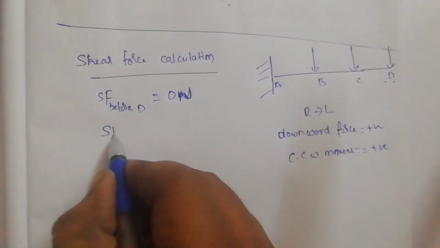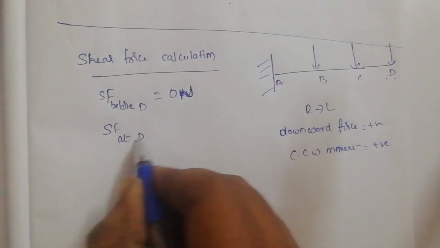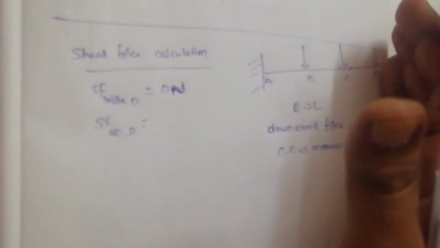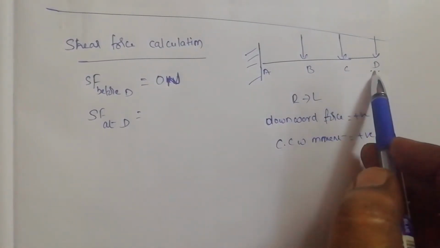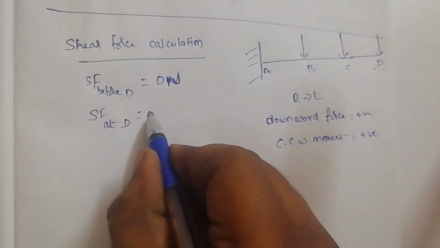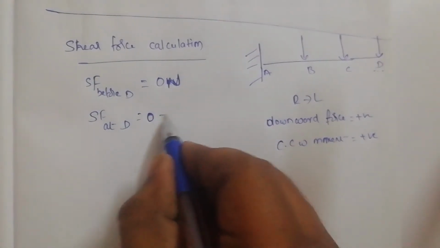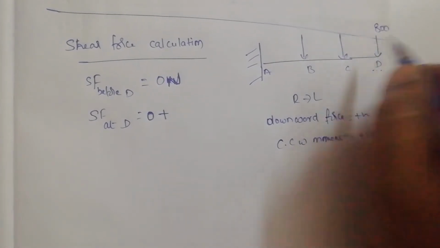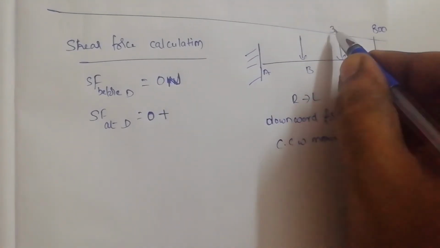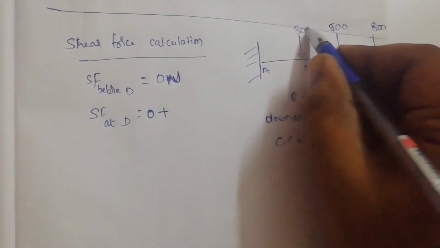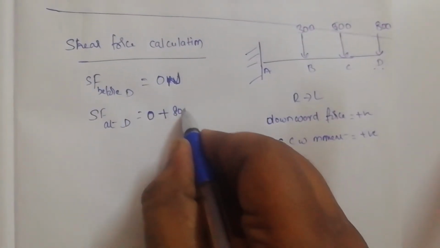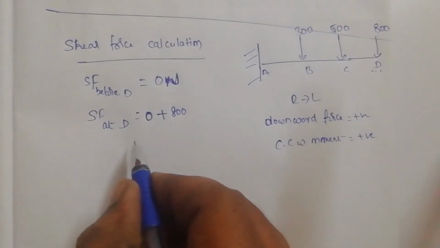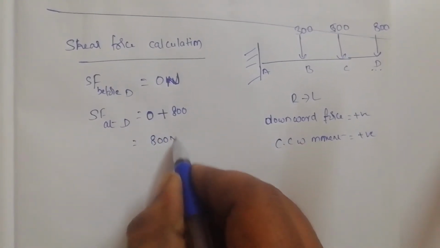Okay. Next is shear force at D. When I say at D, you have to consider the loads to the right of it as well as the load at point D. Before point D there is no load, that is 0, but when you reach point D, you have a load of 800. That is given in your figure. So 800 I have to add. Why positive? Since this is acting downward. Here we have taken downward force as positive. So the answer is 800 newtons.